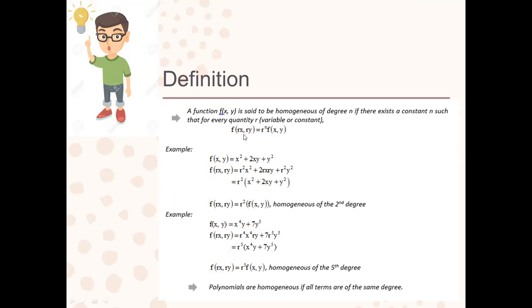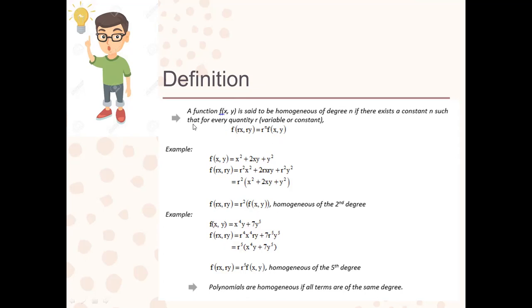Meaning, in your original function, you are to replace all your x and y variables by rx and ry. And check whether, after you have factored out the common factor r raised to n, where n is any positive whole number, this f of x and y that is being multiplied to your r raised to n is still your original function before you changed your variables x and y to rx and ry. If that happens, that is the crude way of testing whether your function is homogeneous and of degree n.